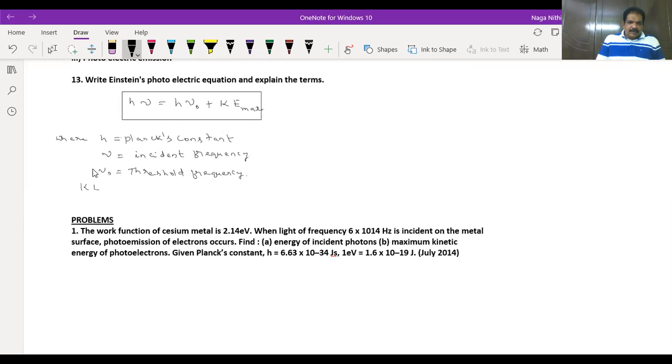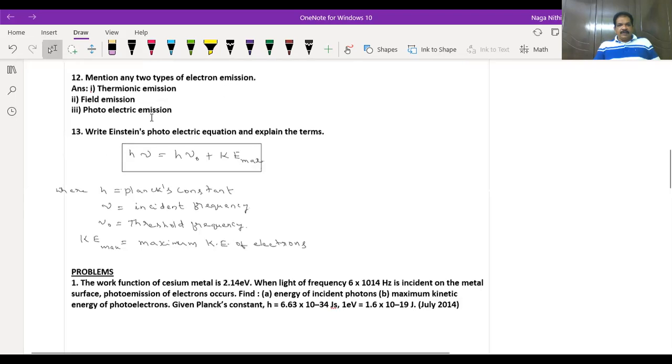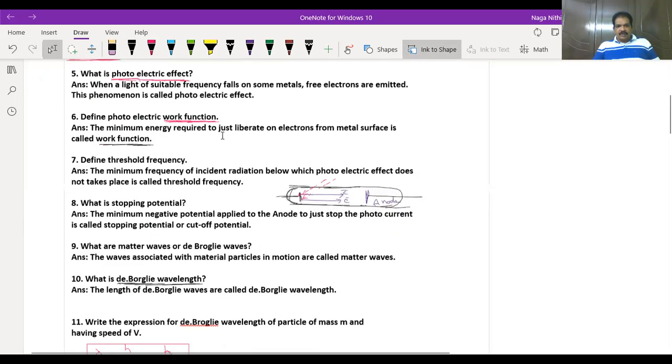and KE maximum is equal to the maximum kinetic energy of the electron. 3-4 different forms are there. You just write the basic form, that is enough. So these are the 1 mark and 2 marks questions. Mainly you concentrate on the 1 mark questions because in this chapter, 1 mark questions and 5 marks questions will come. That's why you concentrate on the problems and 1 mark questions.